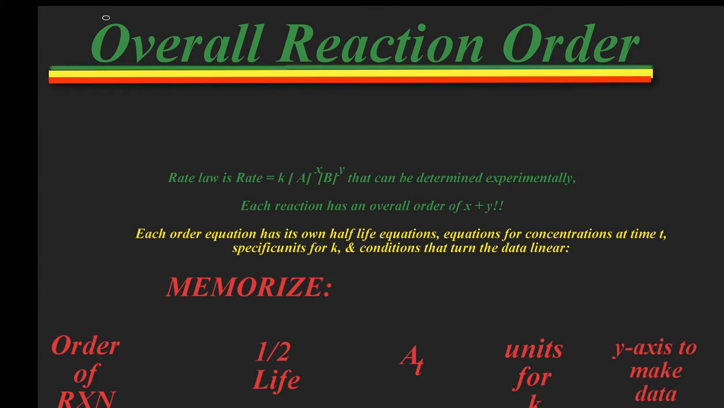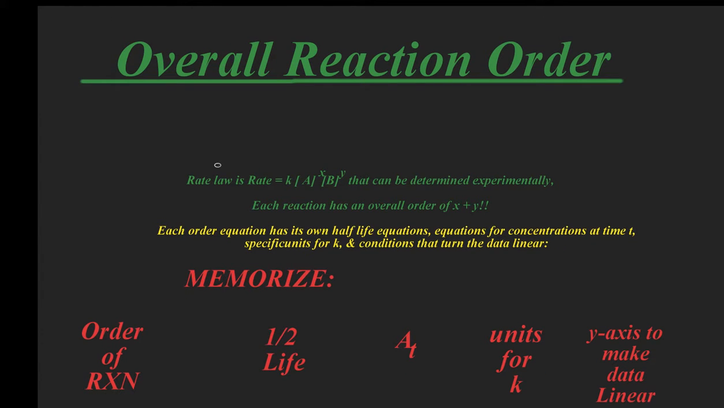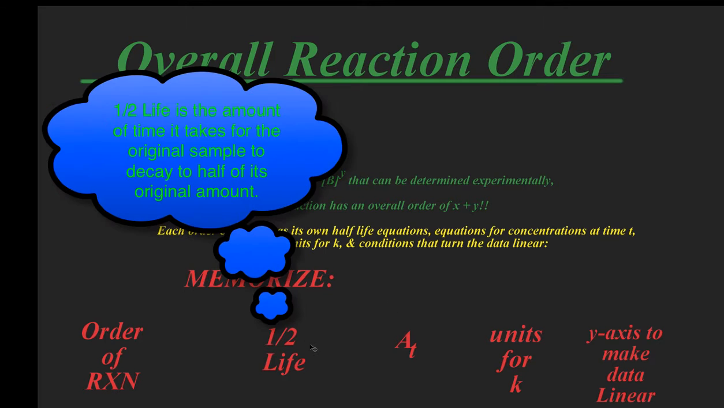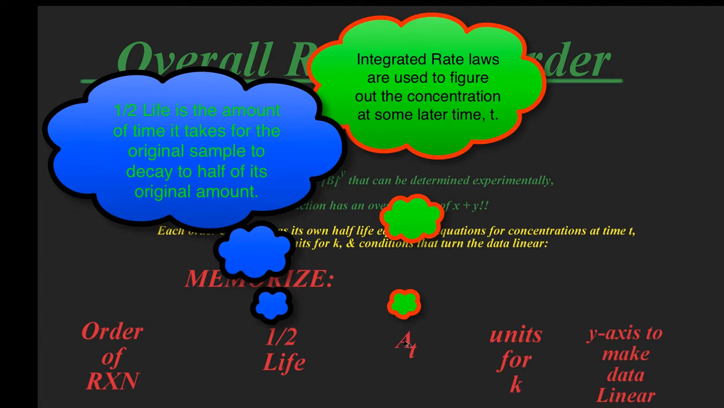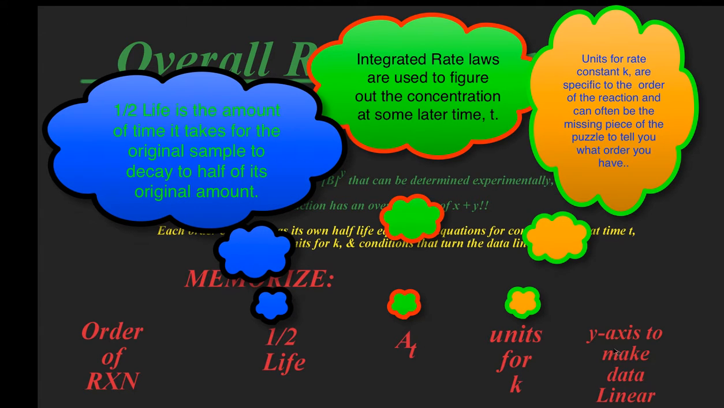Today we're going to be looking at the concept of overall reaction order. Whenever we're looking at a rate law like we have here, we have an overall order that can be calculated by looking at the sum of x plus y. Once we know the overall reaction order, some of the more common orders have equations for half-life, the integrated rate law, units for k, and what to do to the y-axis to make it linear.